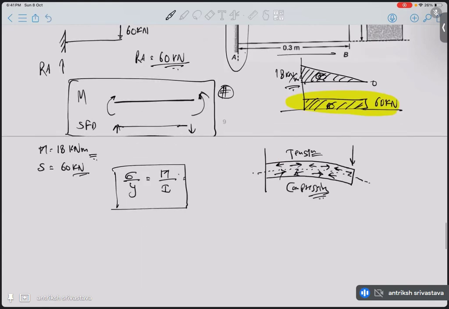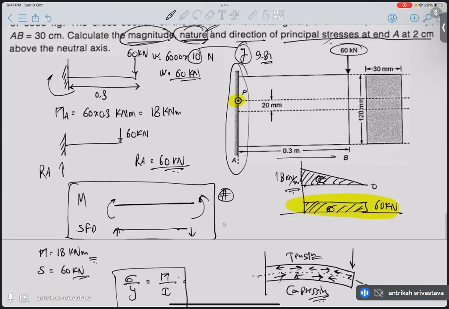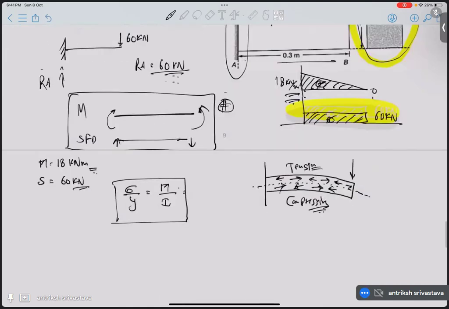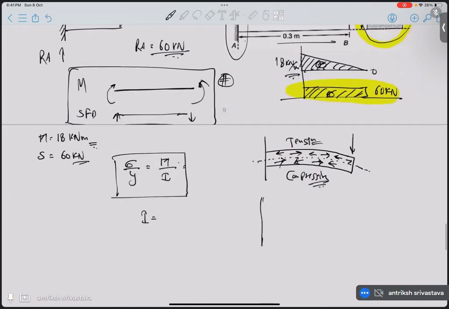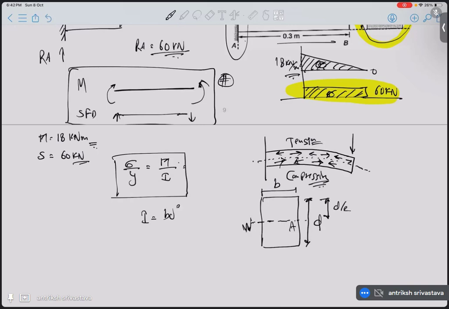And I is nothing but the moment of inertia of this plane cross section of the beam about the neutral axis, right? So let's say the width is B and the depth is D, and this is the neutral axis. It is going to be the moment of inertia about the neutral axis. Now can you tell me what is the moment of inertia of a rectangle? Because this is the center, so this is D by 2. Yes, B D cube by 12. Correct.